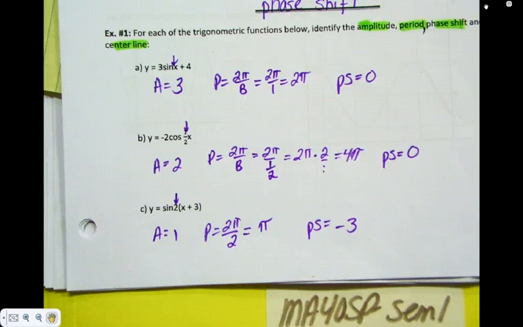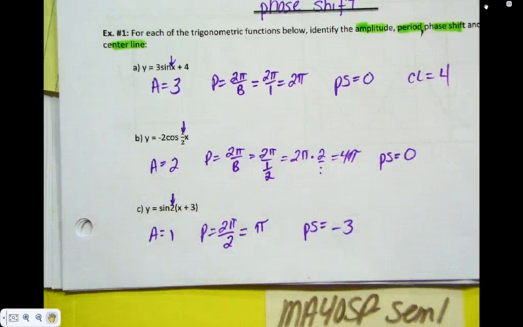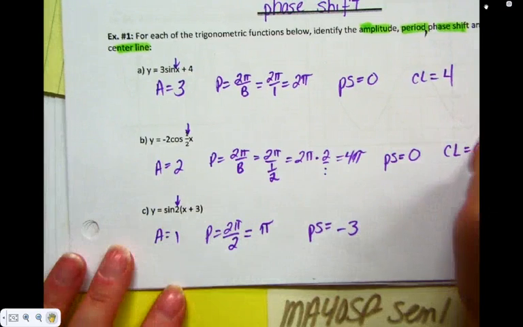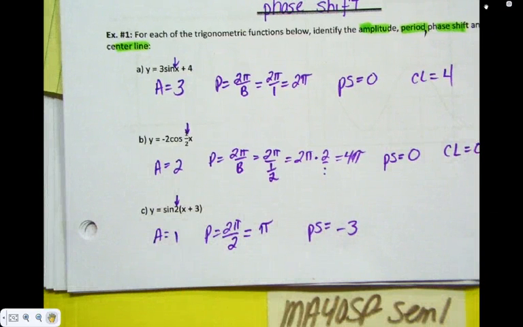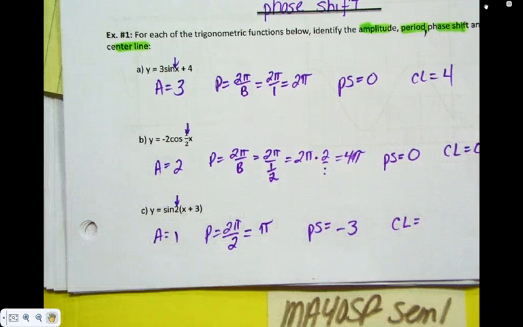Okay, so far nothing different, I'm just changing the vocabulary. The center line is the d-value. It's the number we're adding and subtracting outside the brackets at the end of the function. Do we have one of those values for the first one? Yes, 4. That means your graph is 4 units up. Do we have one for the second one? So we call it 0. That means the center of your graph is right on the x-axis. The center of this graph must be right on the origin. You got it. Do we have a center line in the third one? No. So we call it 0.